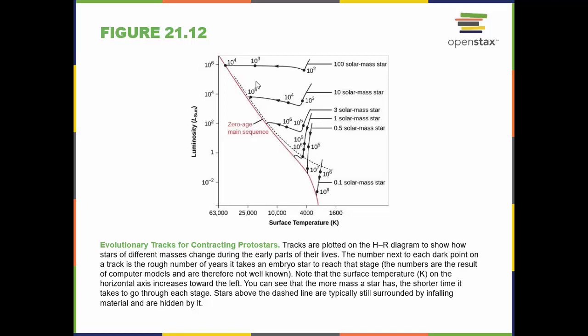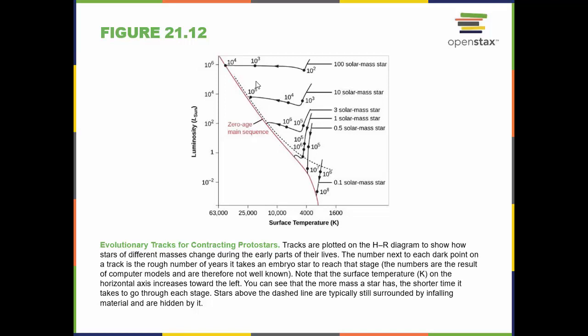So if we look again at the HR diagram, we can see the evolutionary tracks of the contracting protostars. So don't forget, what we're saying is that there's a bunch of dust and gas out there, and it gets condensed, and gravity increases and starts pulling it in further and further, right? And as it's compressed, it heats up, and so we can see what's going on here.